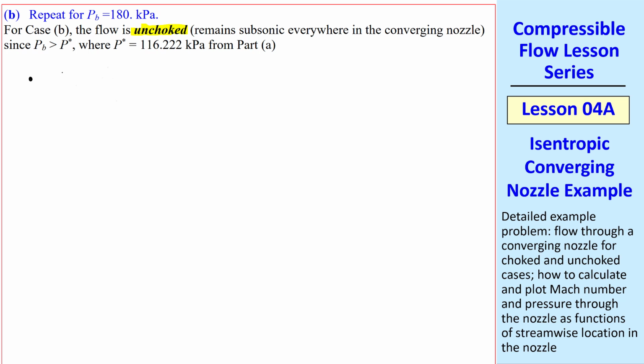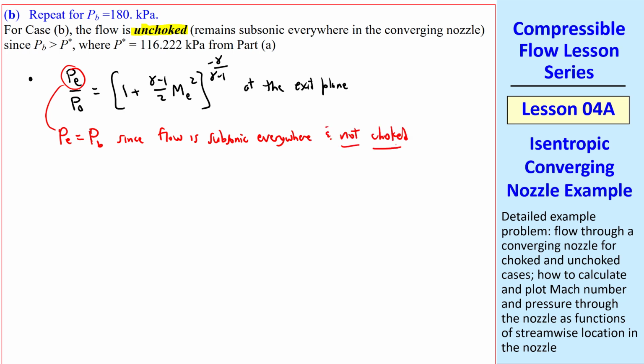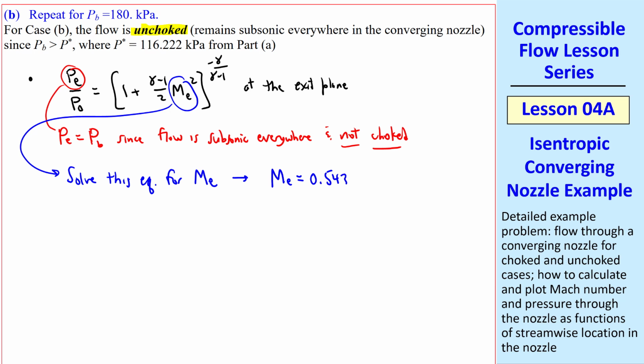Well, the first thing we can do is apply our isentropic equation for pressure at the exit plane, which I indicate by these subscripts E. And here, PE must equal PB since the flow is subsonic everywhere, and this flow is not choked. We plug in our values of PB or PE, P0, and gamma, and the only unknown is Mach number. So we solve this equation for ME. I get 0.54318. And you could solve this explicitly. There's no need for iteration.